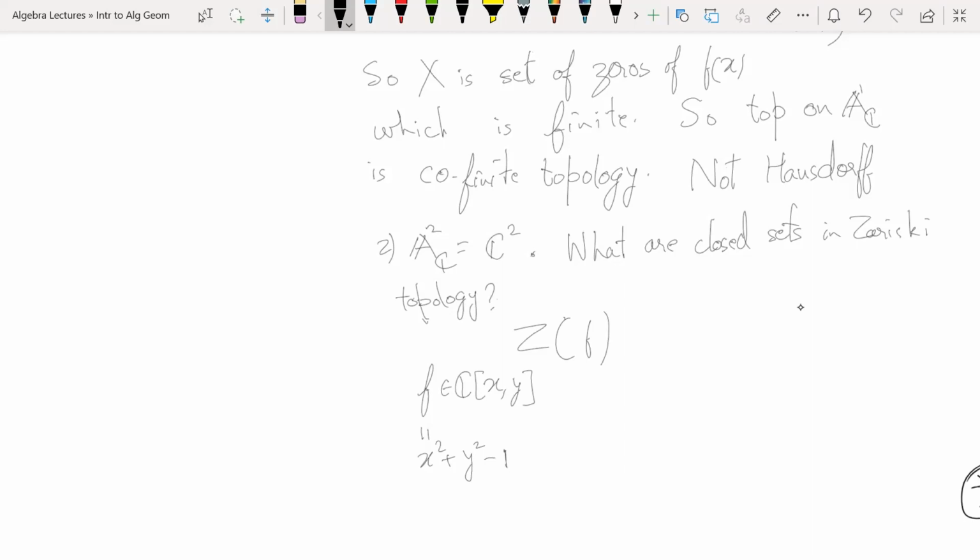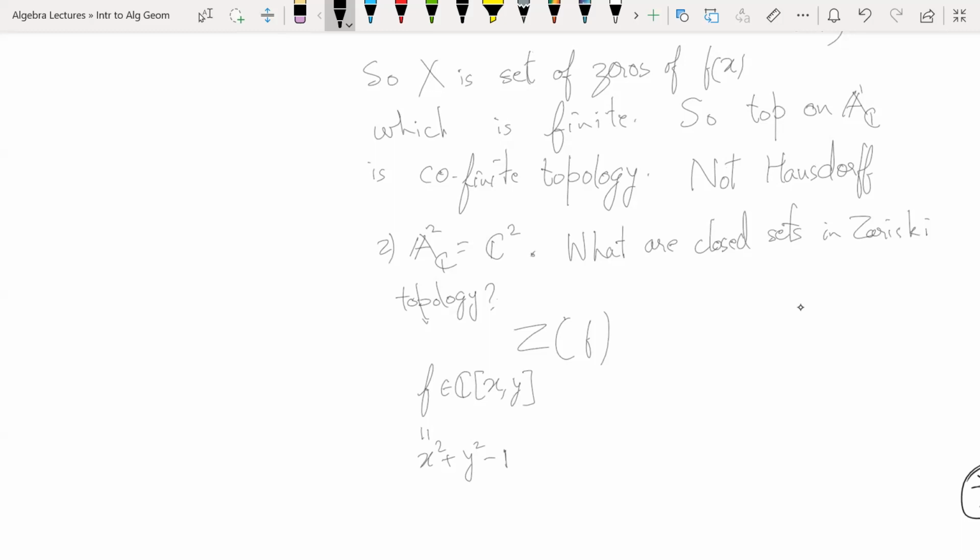It's sort of difficult to picture because I've taken C, but you can think of the real picture. So it's like the complement of a circle, for instance, and so on: complements of curves, complex dimension 1 objects in C2, are open. And zero sets of such polynomials are closed sets.